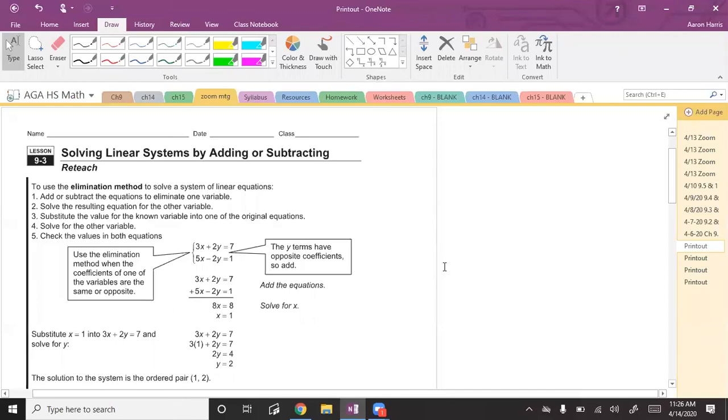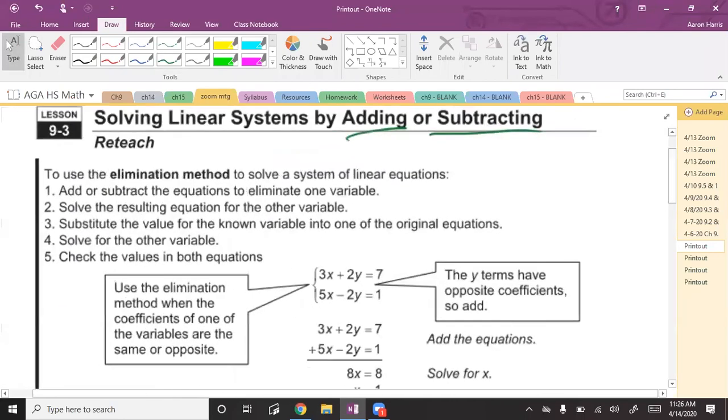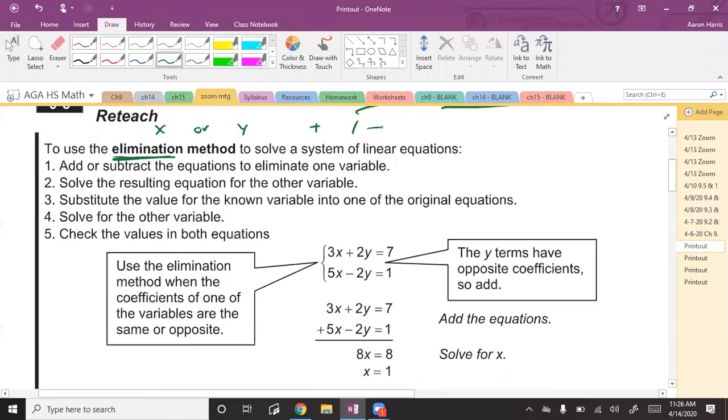9.3. Here we go. Solving linear systems. But now we're going to add or subtract the whole equation. Here's the method, to use elimination, because that's what we're going to do. We're going to eliminate either the x or the y by adding or subtracting. And I'll tell you when to do either one. It's very simple. So add or subtract the equations to eliminate one variable.